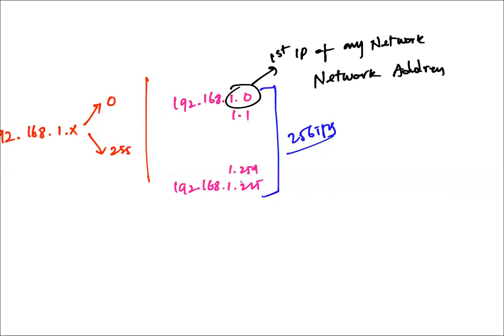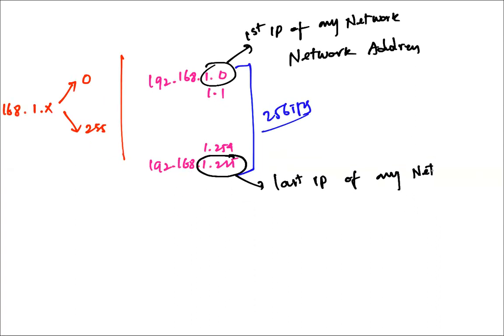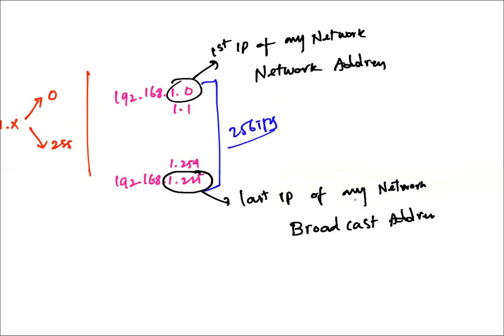Clear? Okay, the same way, this is the last IP address. The last IP address of any network is also reserved, and we're going to call that the broadcast IP. Broadcast IP, or you can call this the broadcast address. So, clear. The first and last IP addresses are reserved.